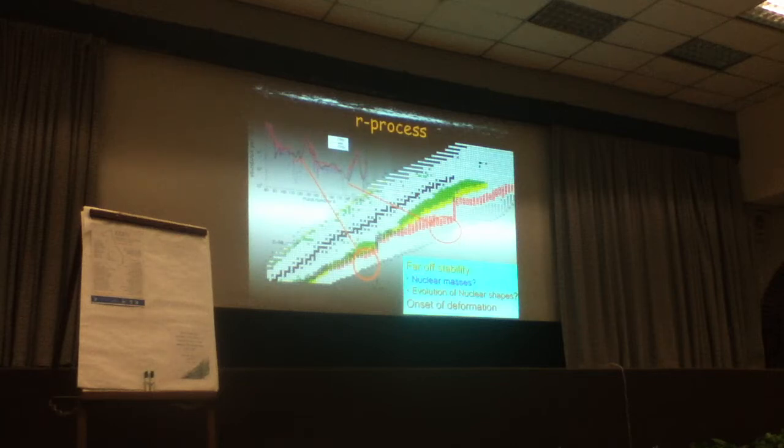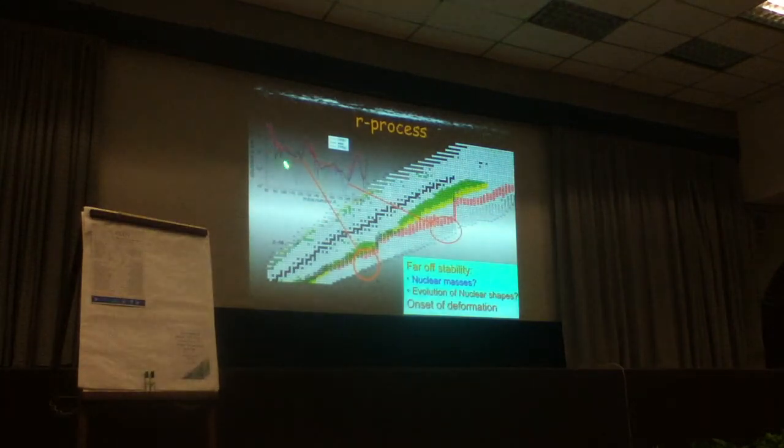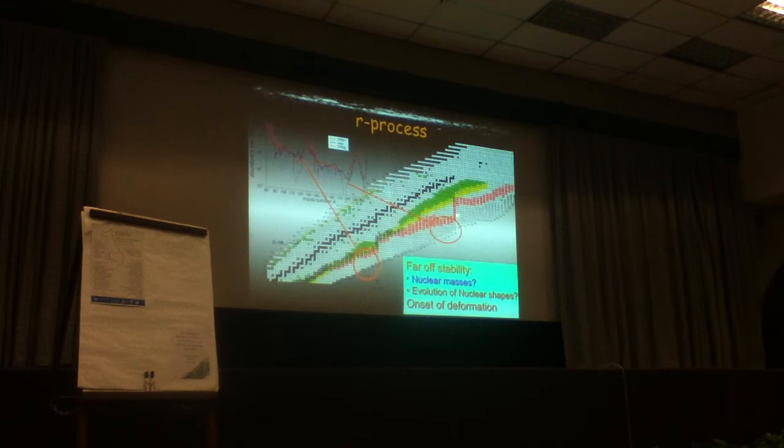Depending on what mass model you use to try to simulate this R process, you get very different distributions for the solar abundances, and some of these red things are very far away from being measured by any means.